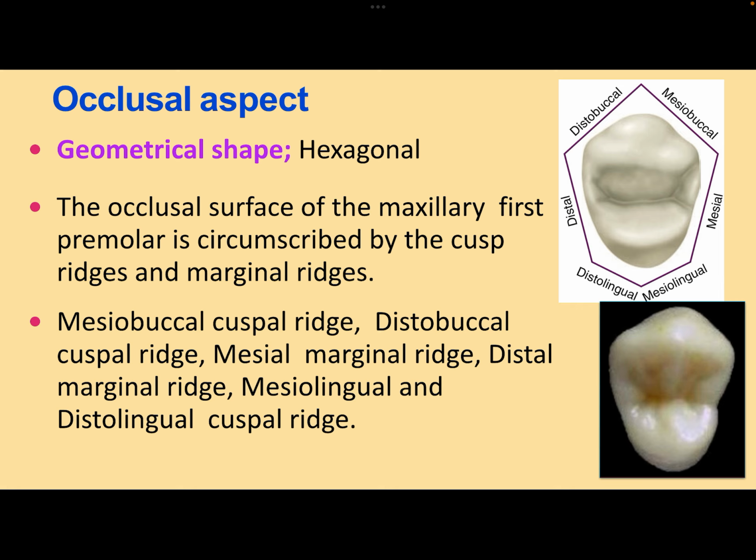Next, the occlusal aspect, where the geometrical shape is hexagonal. So hexagonal will have 6 sides. The occlusal surface of the maxillary first premolar is circumscribed by the cusp ridges and the marginal ridges. So the 6 sides are made by the mesiobuccal cuspal ridge, distobuccal cuspal ridge, mesial marginal ridge, distal marginal ridge, and the mesiolingual and distolingual cuspal ridges.